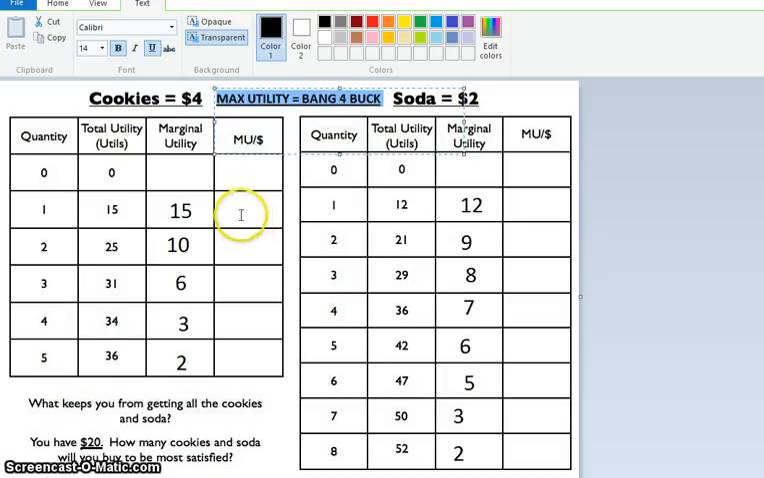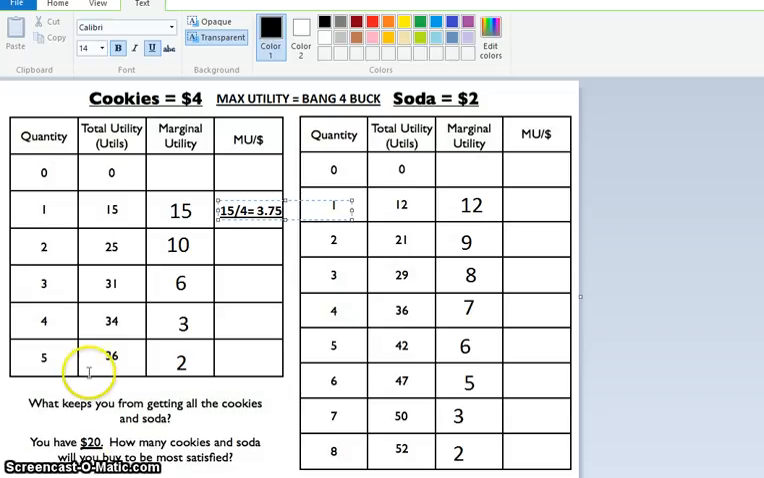The way we do that is you have to do what's called marginal utility per dollar. That's what this MU is, marginal utility per dollar. So what you're going to do is take 15 and divide it by 4, because this is $4 for the cookie. What you're trying to calculate is how much marginal utility $1 purchased. Did it purchase a lot, or very little? So 15 divided by 4. What is that? 3.5 maybe? Let me check it. You check it too. 3.75, sorry.